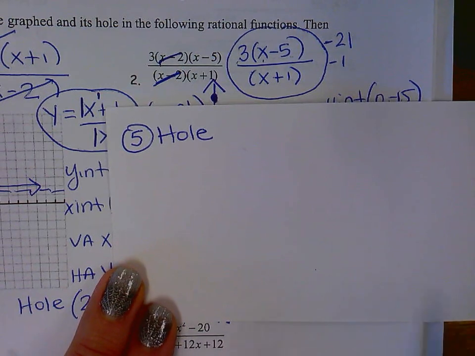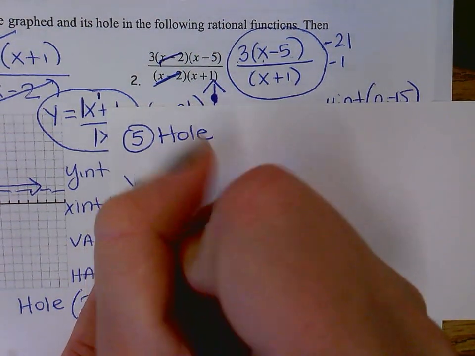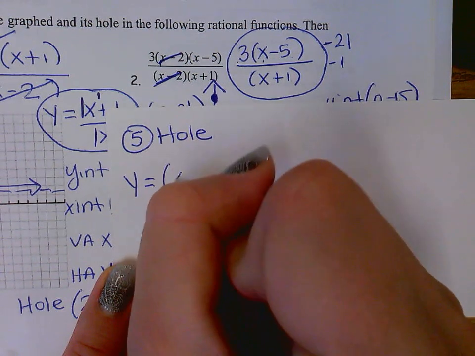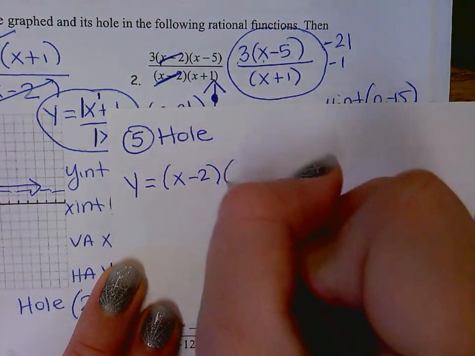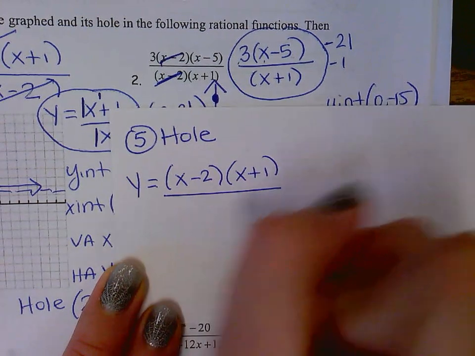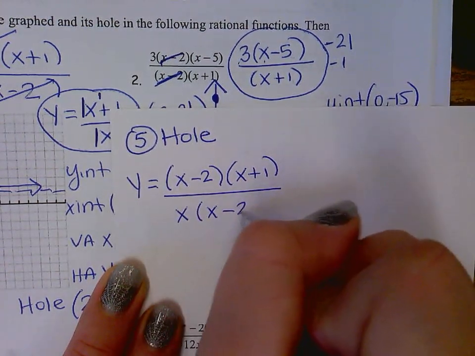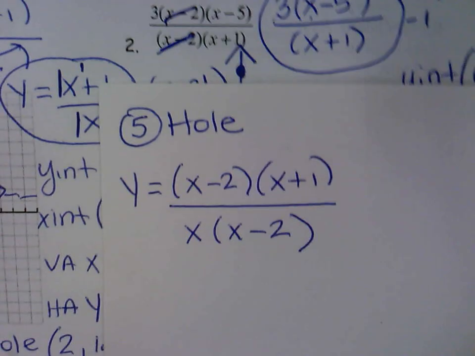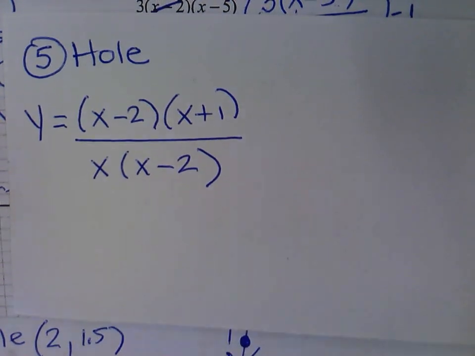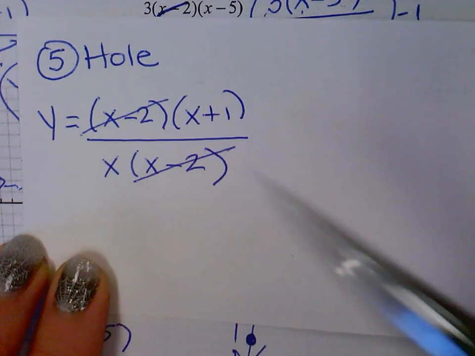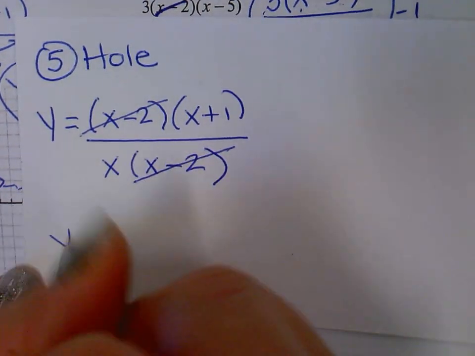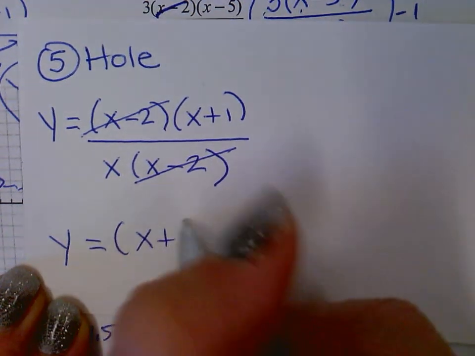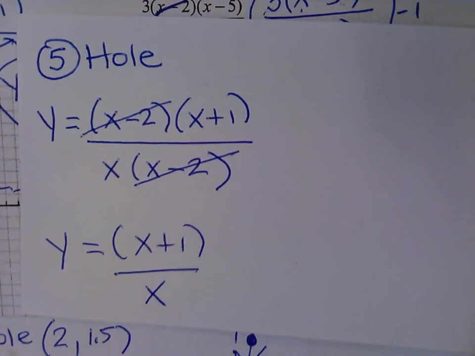Then on the back of that, I'd like you to add step 5, how to find a hole. We're going to put an example of a function that's in factored form. Let's do the one that we started with, (x minus 2)(x plus 1) over x times (x minus 2). Show that for there to be a hole, you have to have a rational function that is factorable, and then you cancel your x minus 2's. So show that your new function would be that after you cancel.